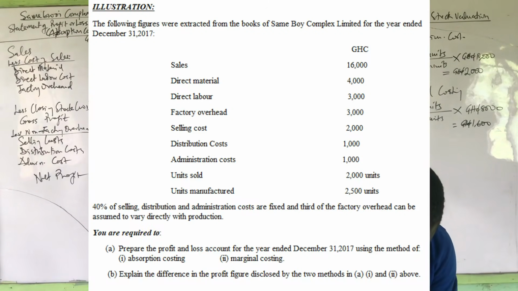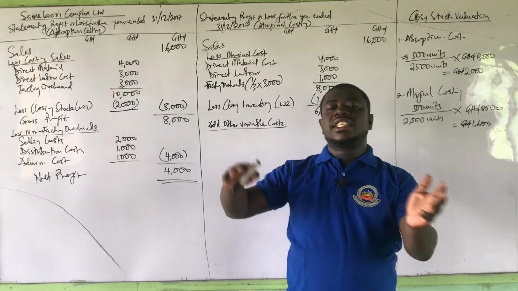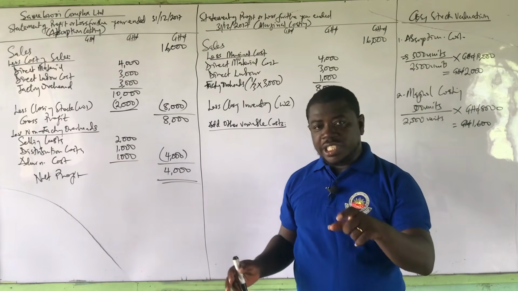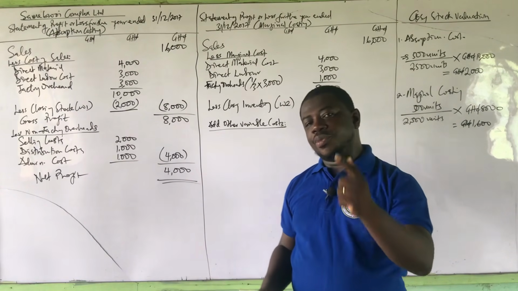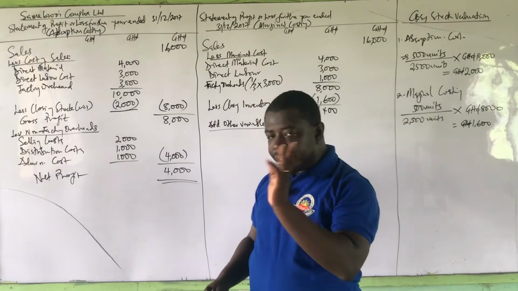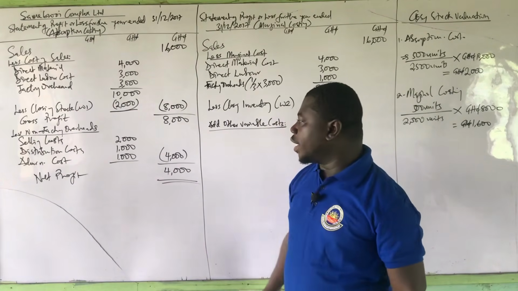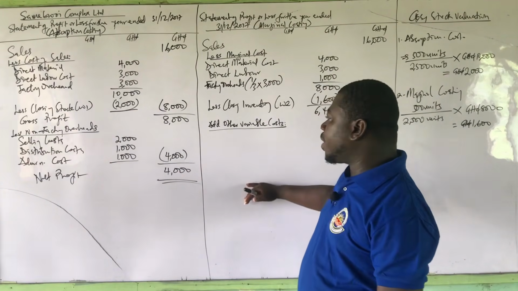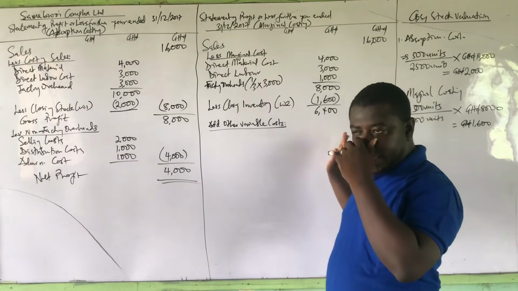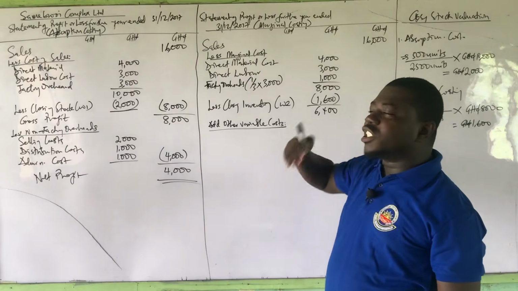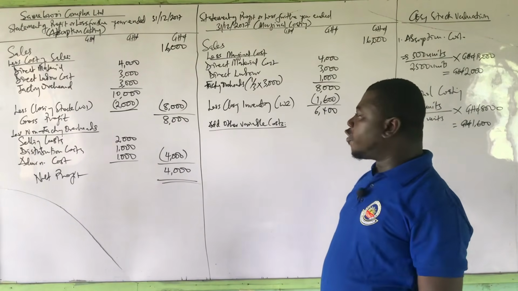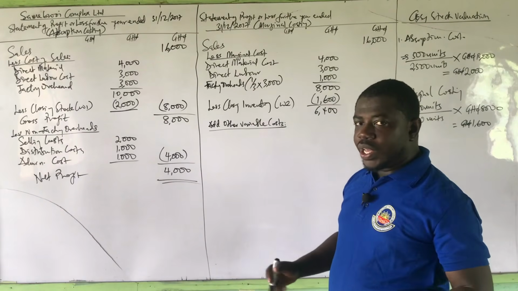Now, in this question, we were told that 40% of selling, distribution, and administration costs are fixed. So what does it mean? It means that the other 60% are variable. 40% of selling, administration, and distribution costs are fixed, so 60% it means is variable. So you see this selling cost, distribution cost, and administration costs that we have over here. We have to calculate 60% of each of them as a variable cost, bring them up in the computation of our contribution, so that the 40% that is fixed will be taken off after we have gotten our contribution. I'm sure we understand this very well.